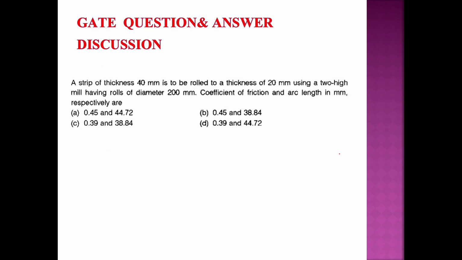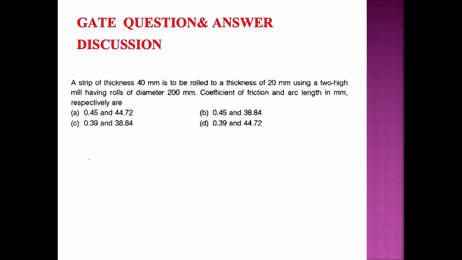Then the next one is the problem. A strip of thickness 40 mm is to be rolled to a thickness of 20 mm using a 2-high mill having rolls of diameter 200 mm. The coefficient of friction and arc length in mm respectively are what we want to know.